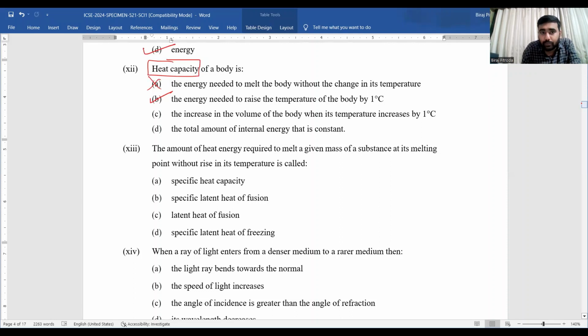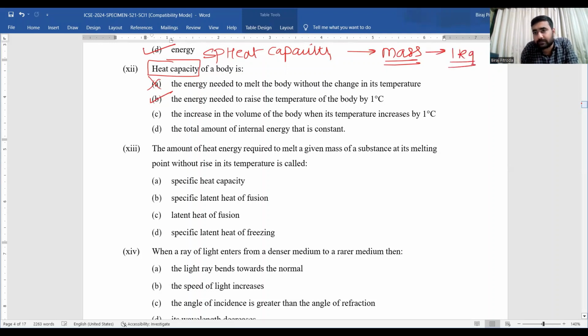Students, if this question was specific heat capacity, if the question was specific heat capacity of a body is dash, then this same statement would have had some concepts related to mass, because the word specific means it is related to a specific value of mass, which is in terms of kg. Here I'm only talking about heat capacity, so I don't need anything related to mass. As simple as that.